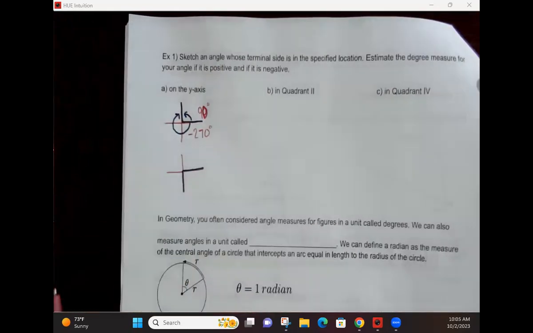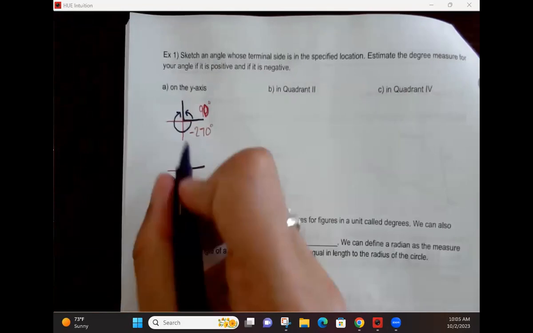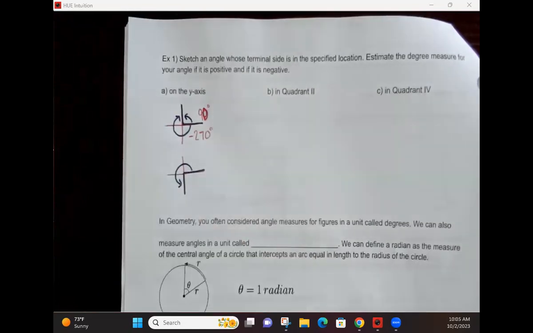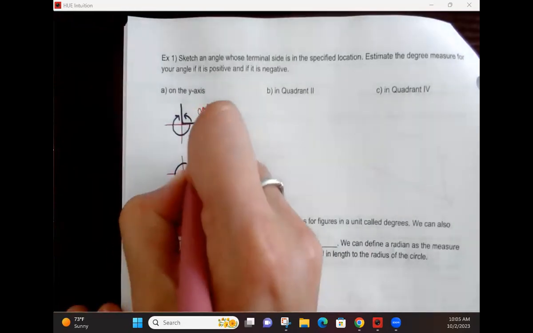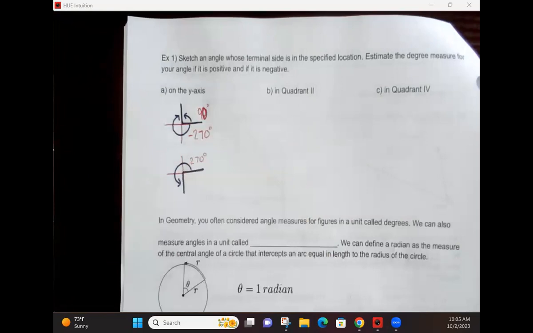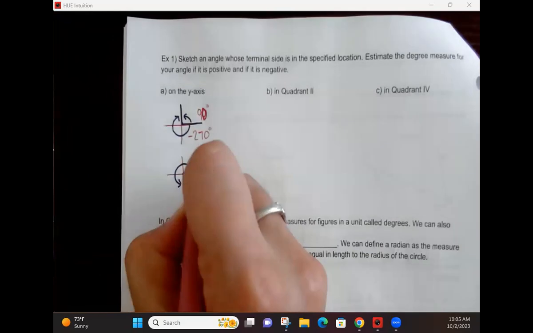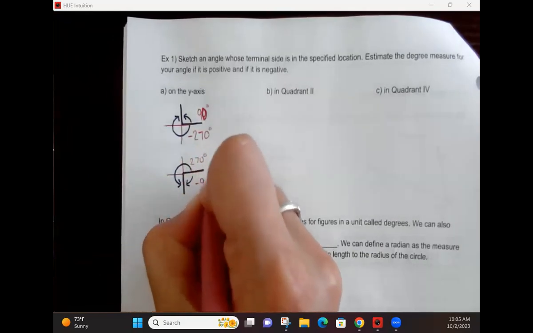If I were to talk about this one as a positive angle, that would be 3/4 of the way around, which would be 270. Since 3/4 of the way around would be counterclockwise this time, that would be positive. If we went back this way, that would be a negative 90 degrees.